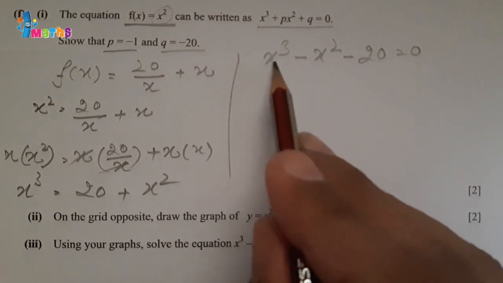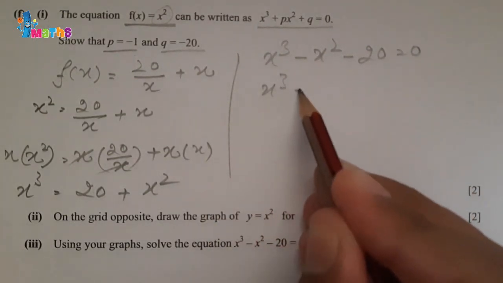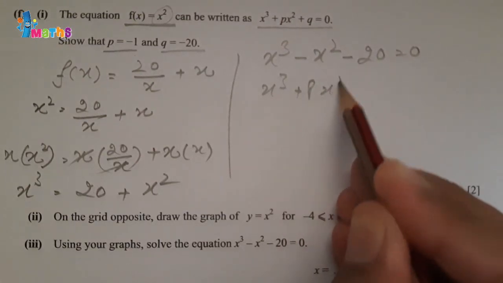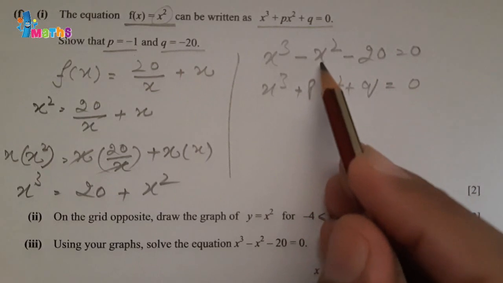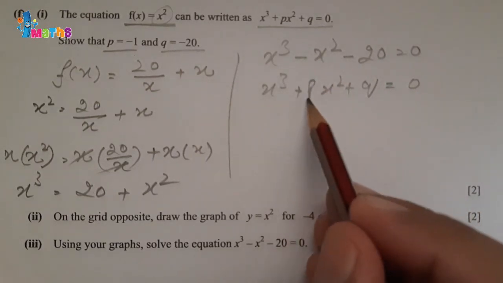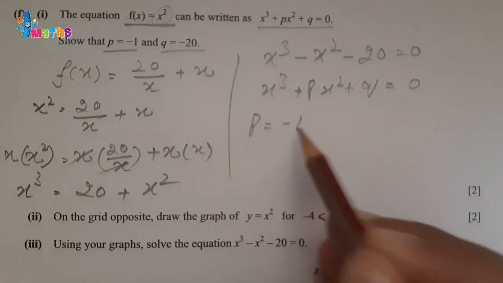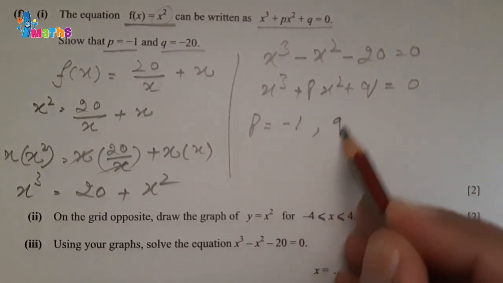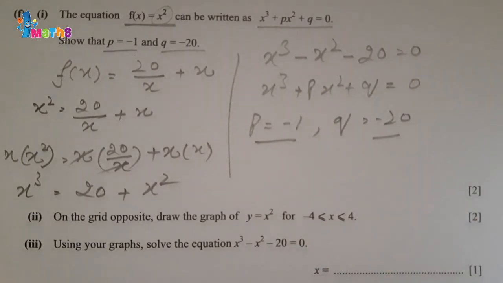And if we compare this with the given equation, which is x cube plus p x square plus q is equal to 0, this implies p is equal to minus 1 and q is equal to minus 20, which is the required thing.